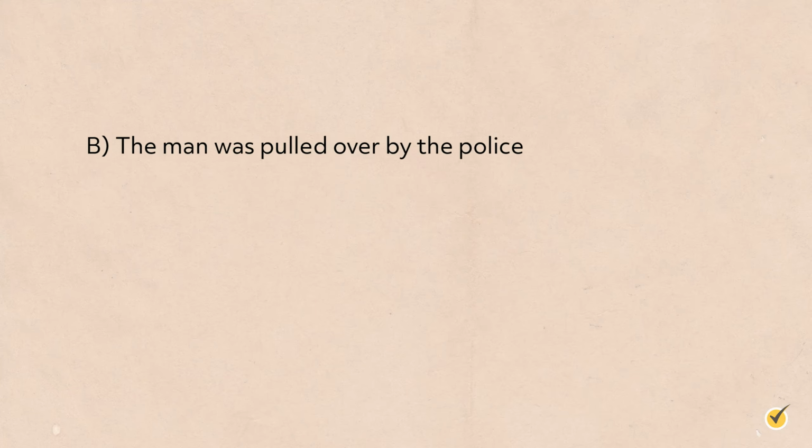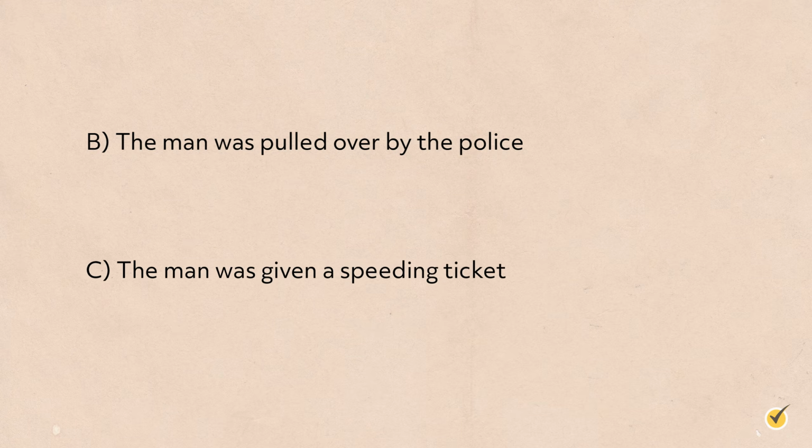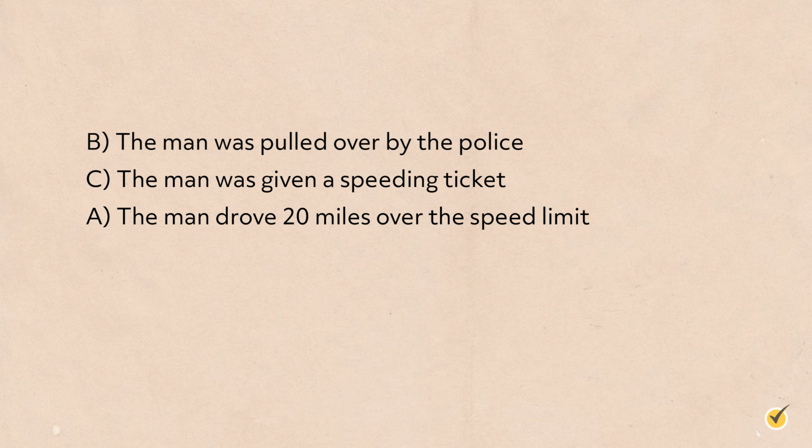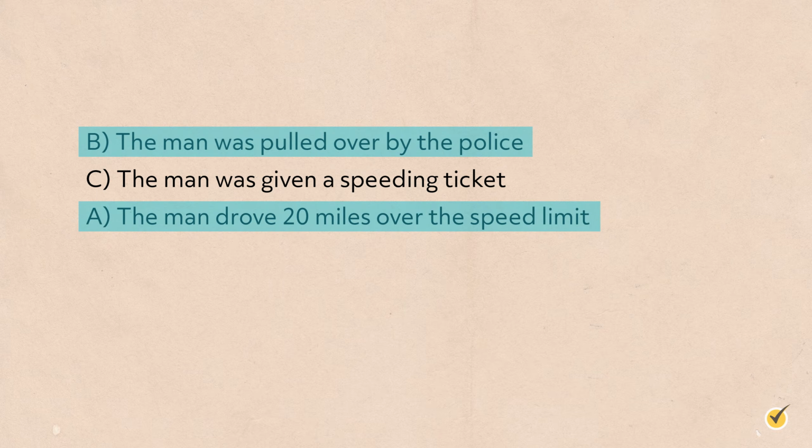Finally, let's go back to the speeding man from earlier. Let's rearrange it. B, the man was pulled over by the police. C, the man was given a speeding ticket. A, the man drove 20 miles over the speed limit. How might we use context to make inferences about this sequence of events? The story begins with the man being pulled over before being given a ticket. Using reasoning and evidence, we can infer contextually that the man was speeding before the beginning of the story.